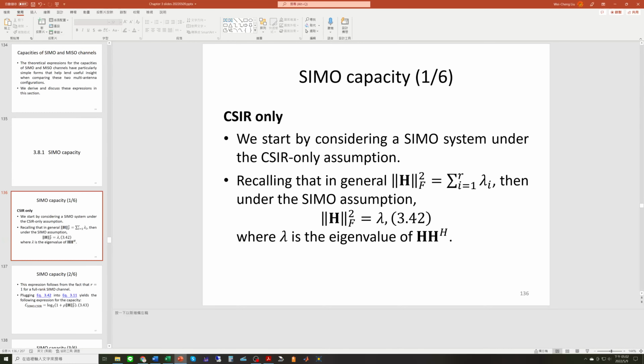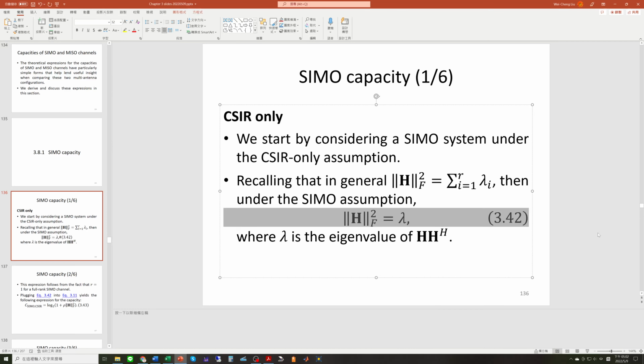Again, the equation number is in the wrong place. Let me fix this problem again. Okay, good.